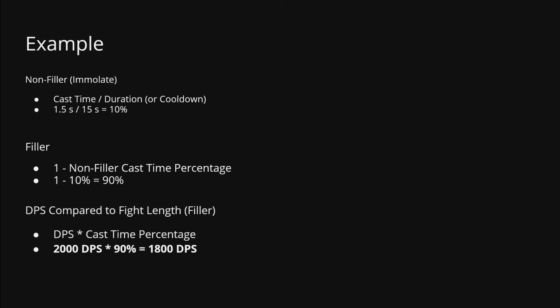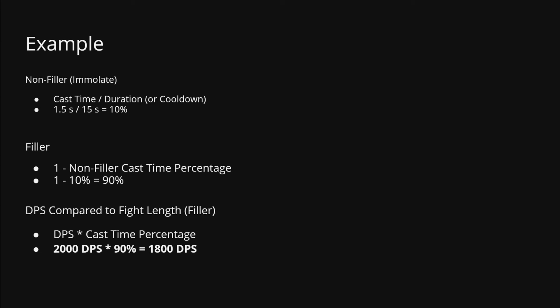So here we have an example. Let's say for our non-filler spell, we're using Immolate, right? The cast time of Immolate is 1.5 seconds. It's up for 15 seconds, which means 10% of the time. We take 100% of the time, we remove 10% from that. We're 90% of the time using filler spells.